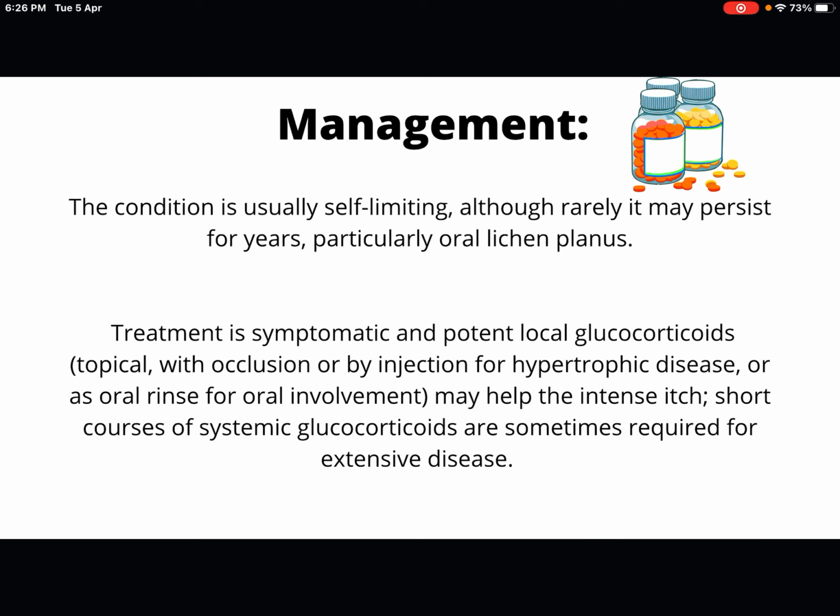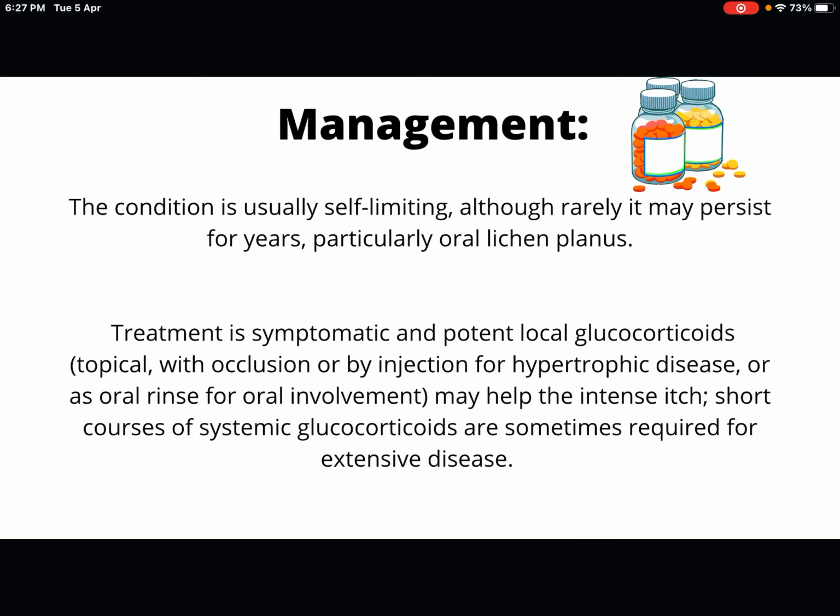Coming to the management, the condition is usually self-limiting, although rarely it may persist for years, particularly oral Lichen Planus. So mostly the condition is self-limiting. Then let's see what are the treatment modalities that are available for this condition. The treatment is symptomatic and potent local glucocorticoids. It includes topical with occlusion or by injection for hypertrophic disease, or as an oral rinse for the oral involvement. So local glucocorticoids may be helpful in intense itching.